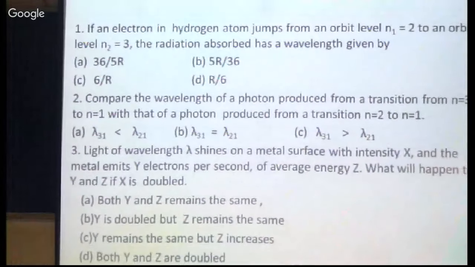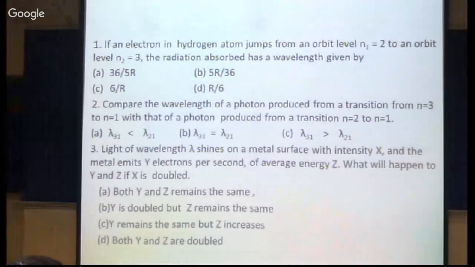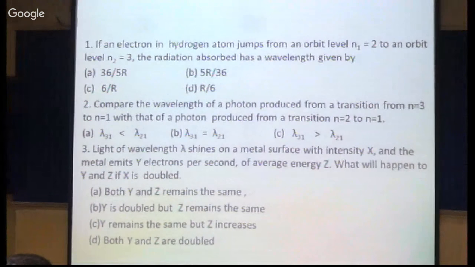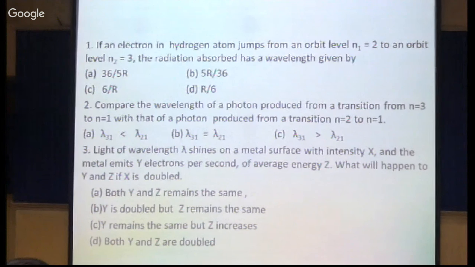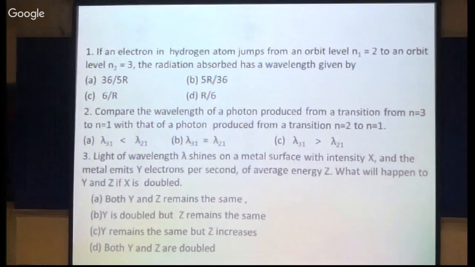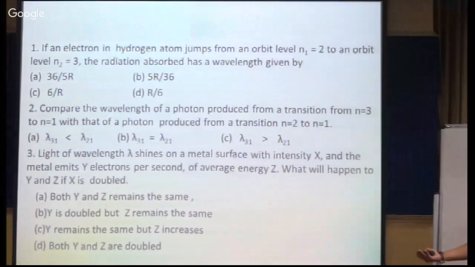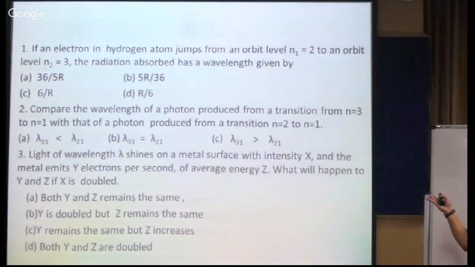Compare the wavelength of a photon produced from a transition from n is equal to 3 to n is equal to 1 with that of a photon produced from a transition of n is equal to 2 to n is equal to 1. This again is very simple and very logical. You just have to think over it. No calculations are required in the second question.